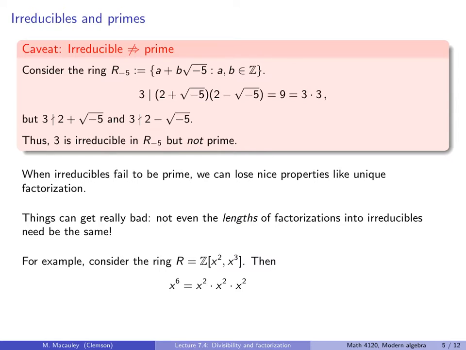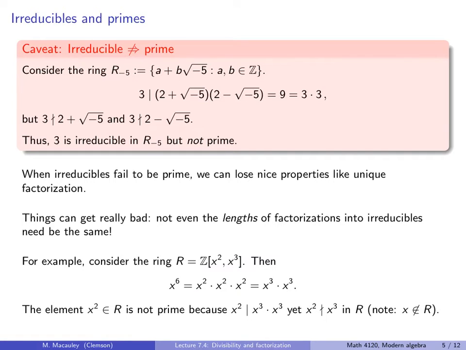So in this unusual ring, x to the 6th can be factored as x squared times x squared times x squared, so into the product of 3 irreducibles, but it can also be factored into the product of 2 irreducibles as x cubed times x cubed.